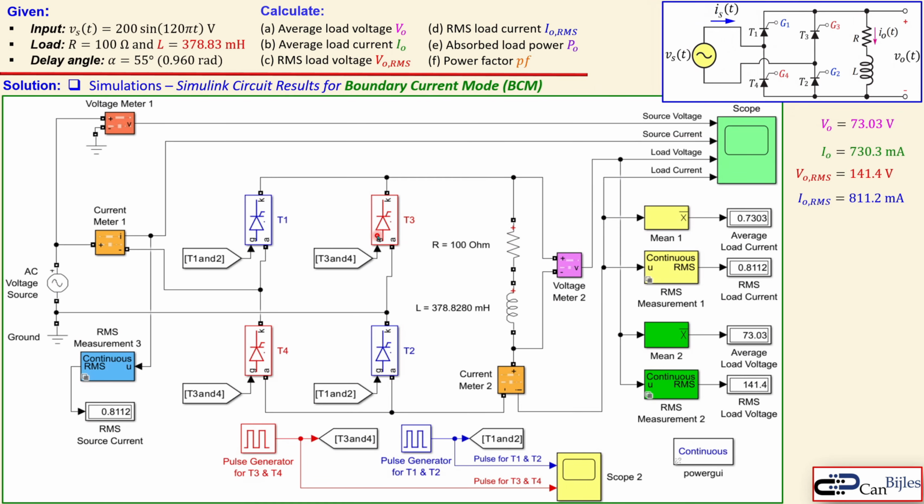Okay, let's also look at the Simulink circuit results for this boundary current mode situation, where you again see the results here. And I will again encircle the values from this Simulink circuit. You see exactly as we have calculated. And also the source current RMS value is exactly the same as the load current RMS. So that's also what you see here.